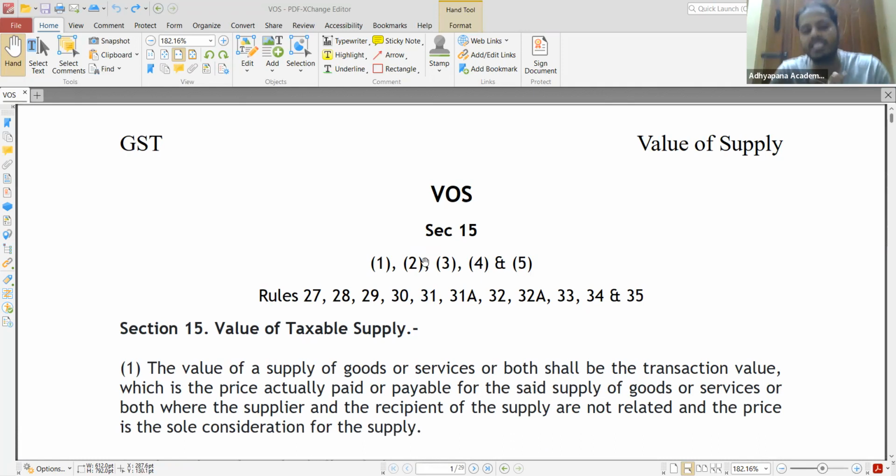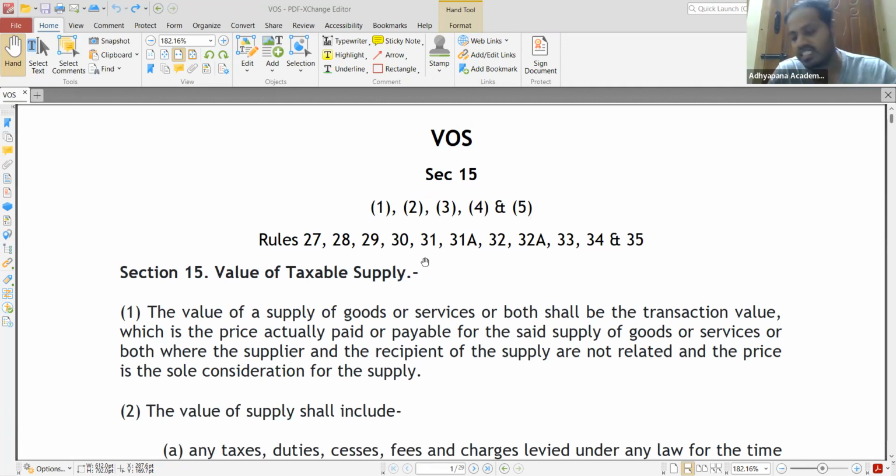In order to understand the value of supply, we have to know what supply is first of all. That will be covered in the class. If we understand supply, then we can understand value of supply. Value of supply is nothing but what values you have to add and what values you have to exclude. If you know all those items, then value of supply is just a matter of a 2 minute sum.